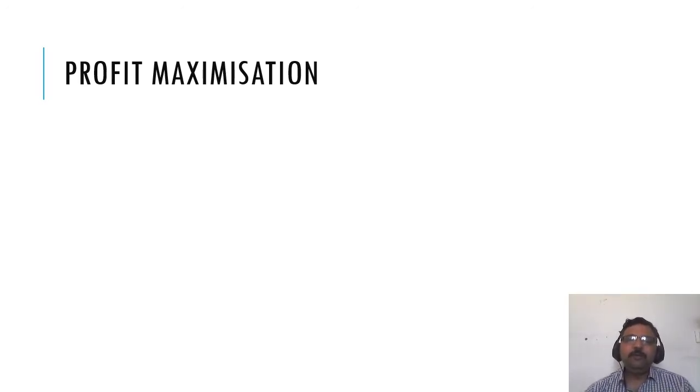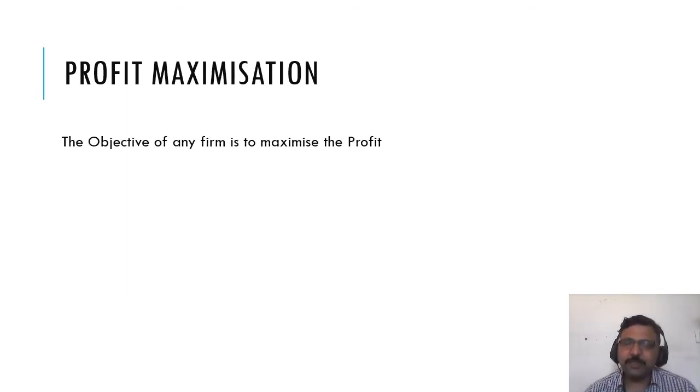Today we are going to discuss various approaches to profit maximization. There are various approaches, namely the TRTC approach and the MRMC approach. We are going to see how equilibrium is reached in these approaches and how a firm maximizes its profit at that equilibrium output. The objective of any firm is to maximize the profit.